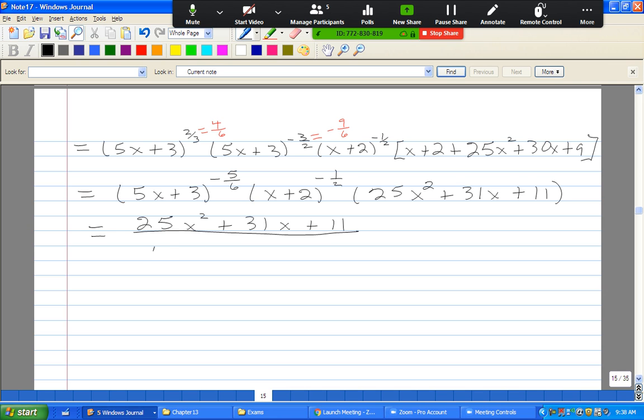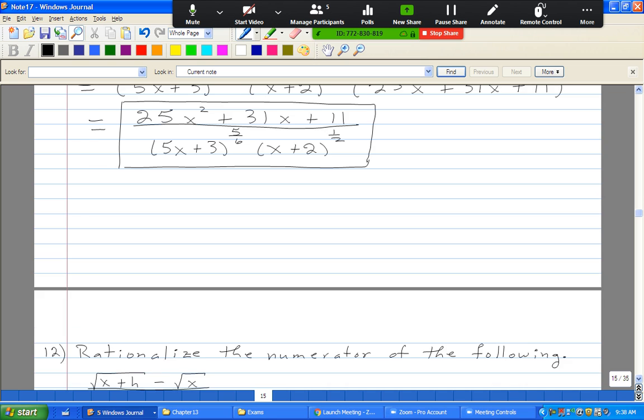Bringing this to the denominator, I have 5x plus 3 to the power 5 over 6. Bringing the x plus 2 to the denominator, I have x plus 2 to the 1/2. And that is my answer.